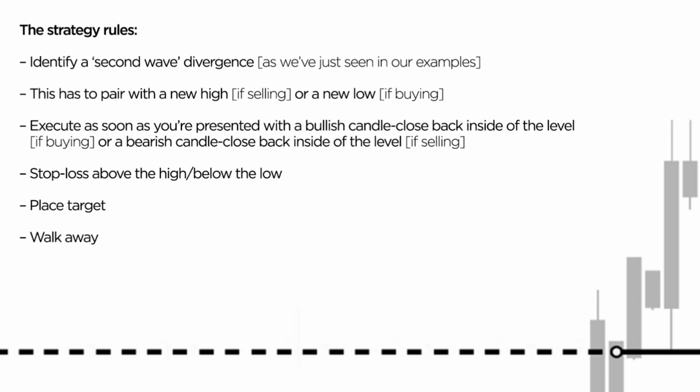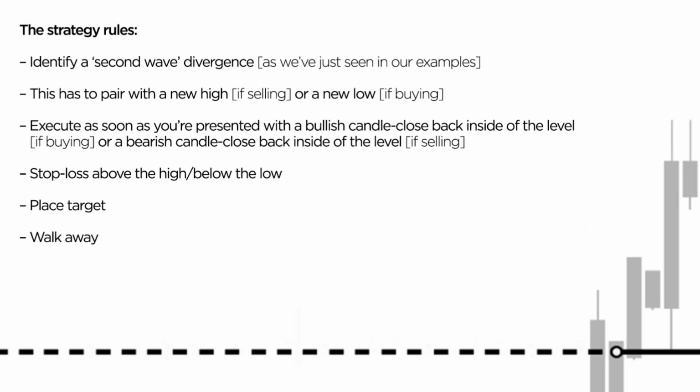So let's discuss strategy rules so that you can take this away and apply the strategy and begin seeing results. For me, when I identify a divergence, let's focus on the 4-hour chart for this example. And what I look for is what I call a second wave divergence, which we identify using the MACD. And this has to pair with a new high if I'm looking to sell short, or of course a new low if I'm looking to get long. From there, I execute as soon as I see a 4-hour candle closed back below the high if I'm looking to sell short, or of course back above the low if I'm looking to get long.